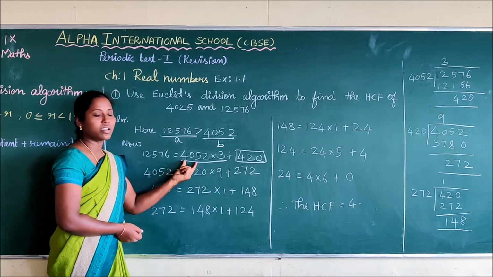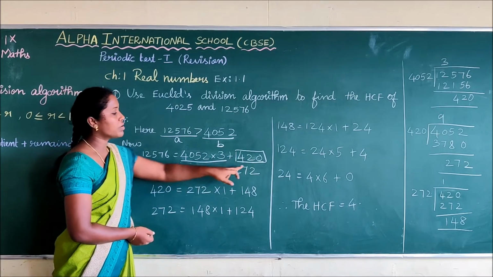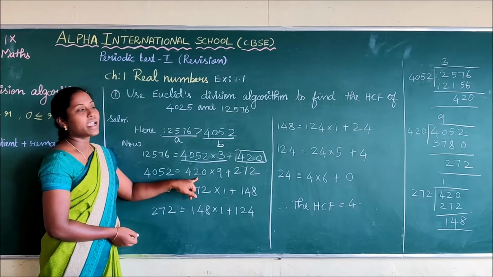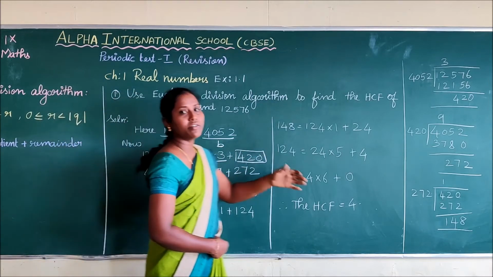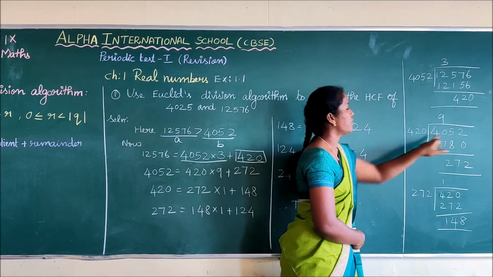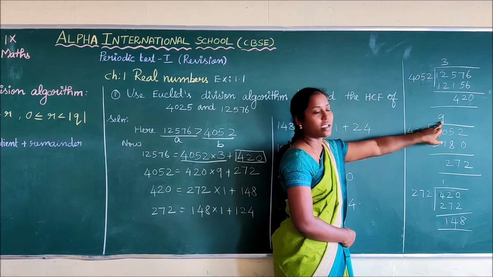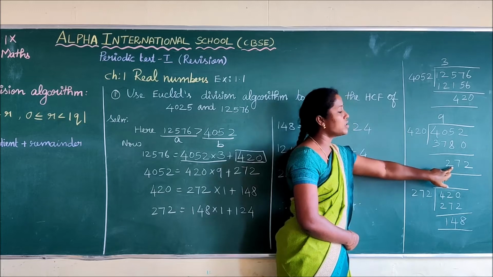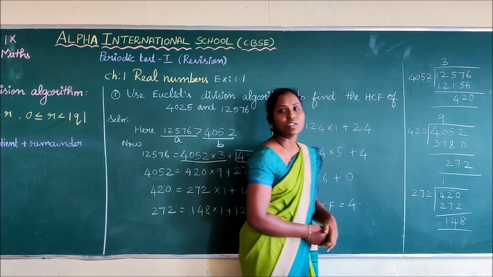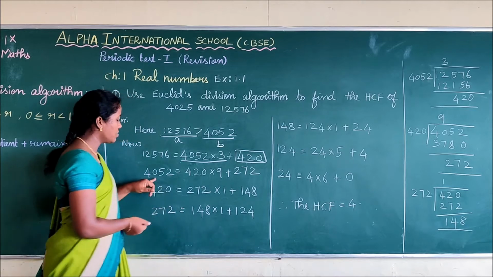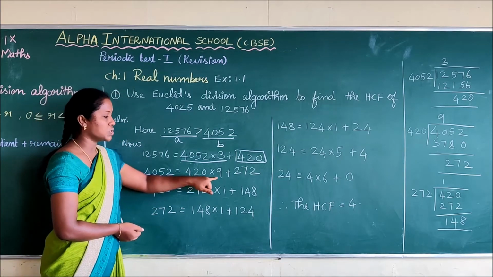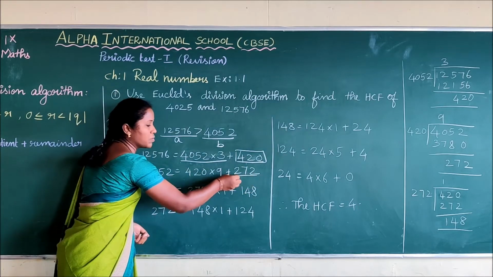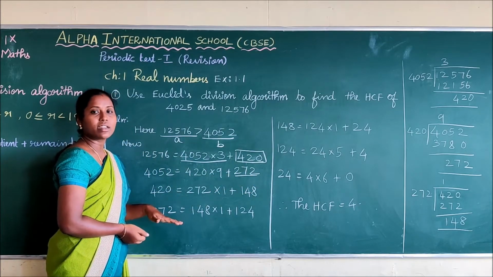What is the divisor here? 4025. We are going to divide it by the remainder 420. Again divide using the long division method. 4025 divided by 420 means 9 times. 9 times 420 gives 3780, and we are getting the remainder 272. The remainder is not equal to 0 again. Write the relationship: 4025 equals 420 into 9 plus 272. Again repeat the process until the remainder comes 0.